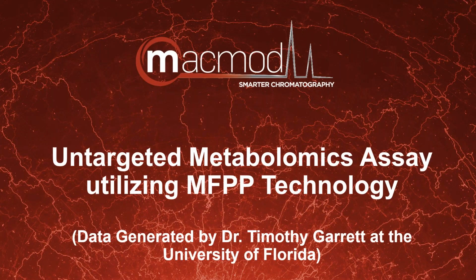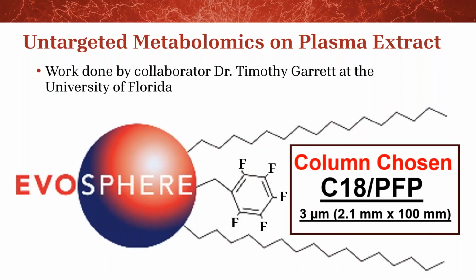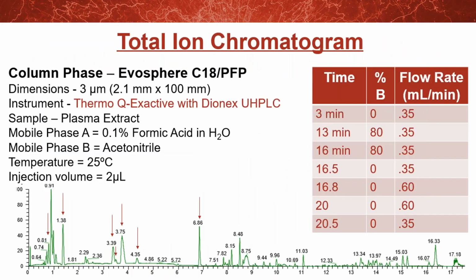Here's sort of an intro using the technology. We did a project with Dr. Tim Garrett at the University of Florida, who runs the Metabolomics Center. We're going to show just some interesting mass spec data. What we used was the C18PFP because for metabolomics, you have a lot of small molecules that are difficult to retain and can be very similar. Here are the conditions, and the total ion chromatogram was a 2.1 by 100, 3 micron column. We used a Q Exactive and then just a simple mobile phase of 0.1% formic acid in water and acetonitrile.